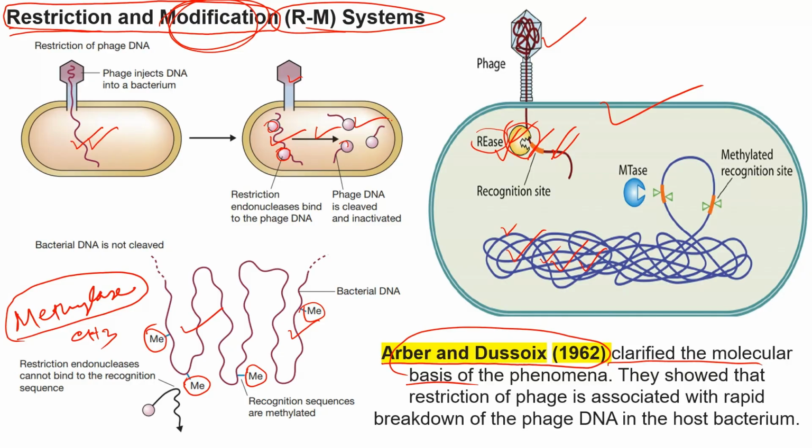So these two systems, that is restriction, meaning the endonuclease function, and modification, meaning this methylase function, these two functions are integrated to each other to generate this restriction-modification system.